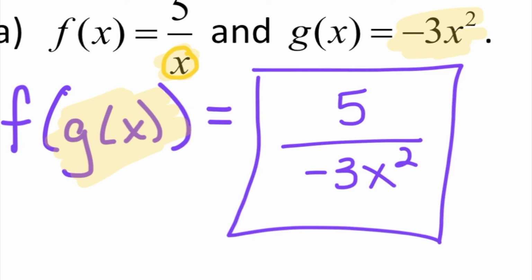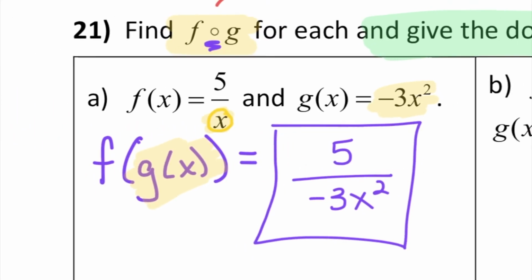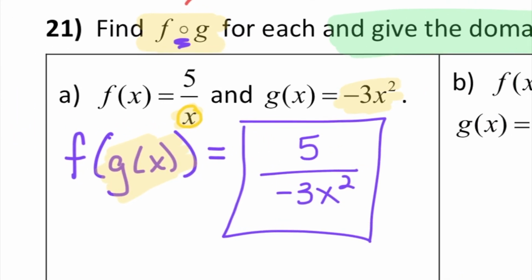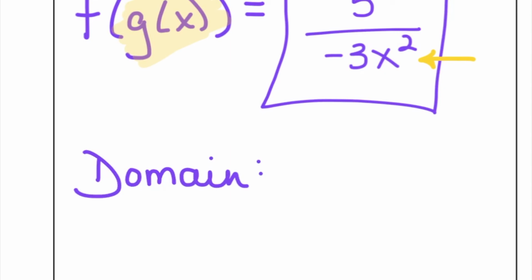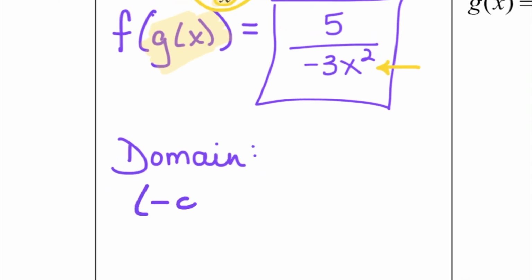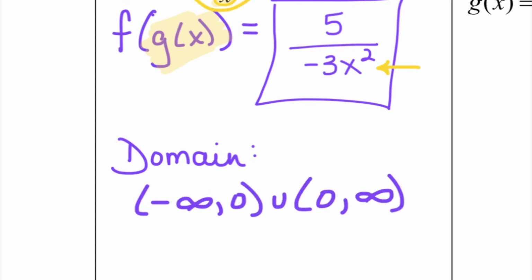And then you need to consider, although this original function has no restrictions on the domain, this function cannot have x equal to 0. And the same with your resulting function, x cannot equal 0. And so you are asked to give the domain, and the domain here is everything except 0. So negative infinity to 0, not including 0, and then 0 to positive infinity.